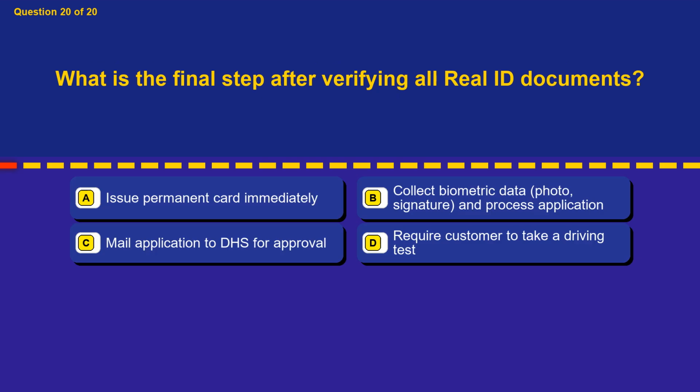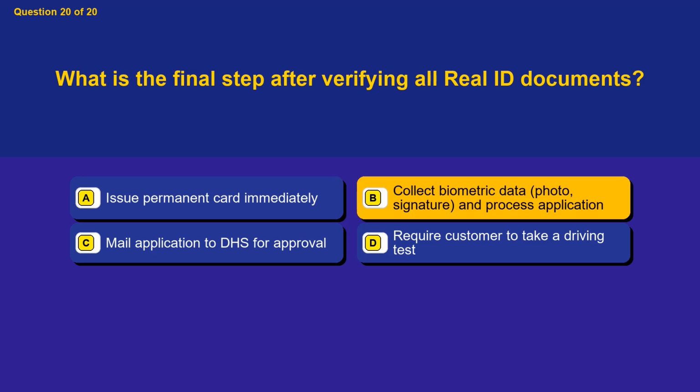Question 20. What is the final step after verifying all Real ID documents? Option A, issue permanent card immediately. Option B, collect biometric data, photo, signature, and process application. Option C, mail application to DHS for approval. Option D, require customer to take a driving test.